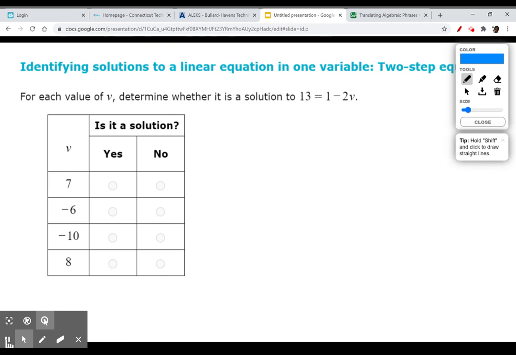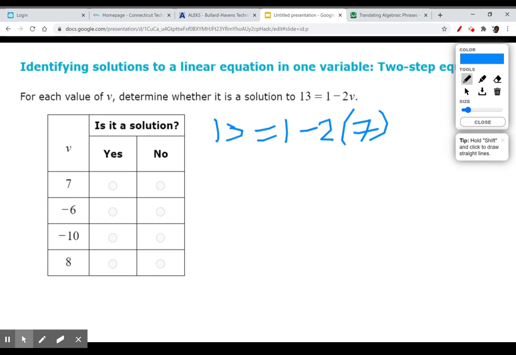I'm going to do this again just in case I wasn't fully recording. So we're testing 7 and negative 10. So I have 13 is equal to 1 minus 2 times 7. That becomes a negative 14. Negative 2 times 7 is negative 14. Bring down my 1. 1 minus 14 is negative 13. And therefore, no, 7 is not a solution to this equation.